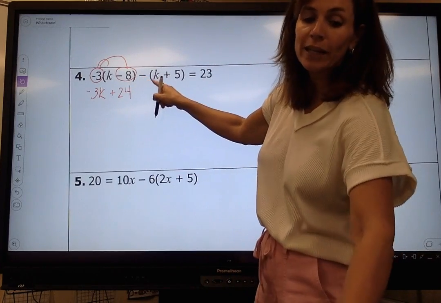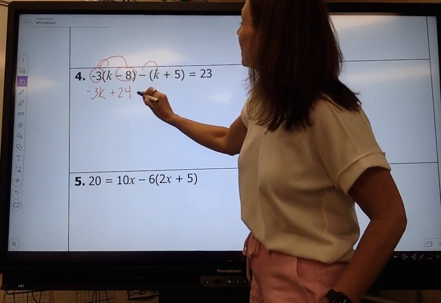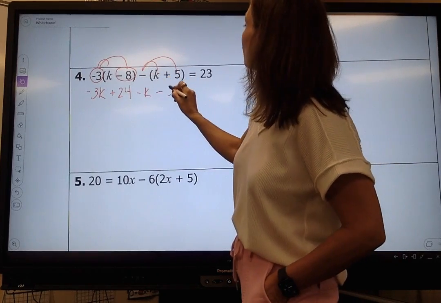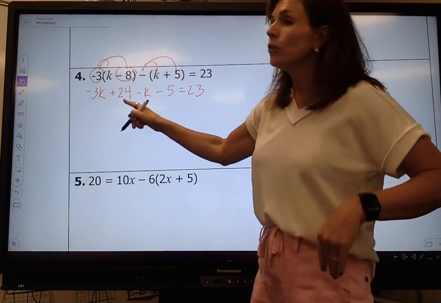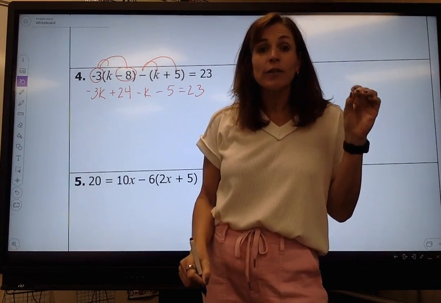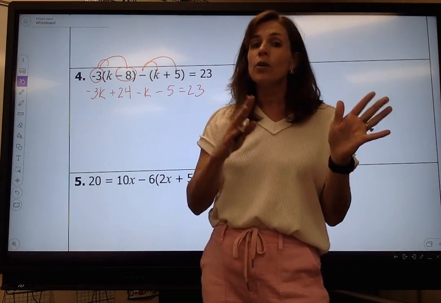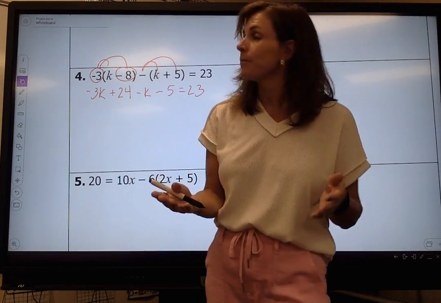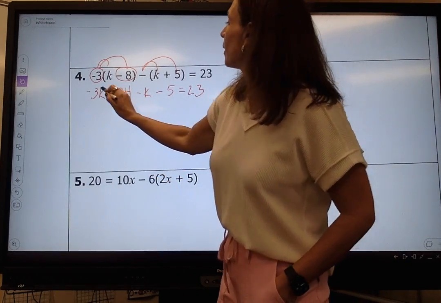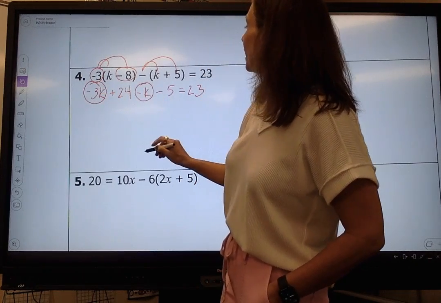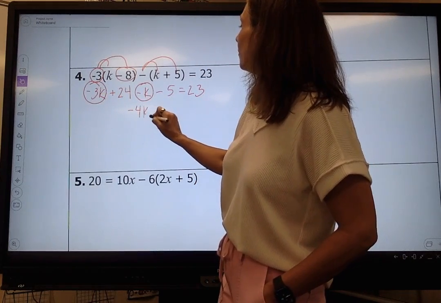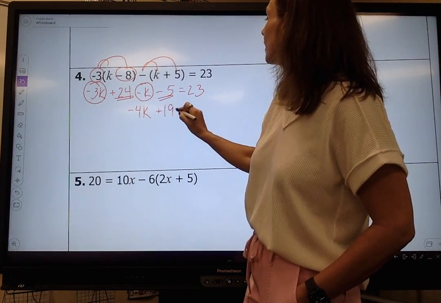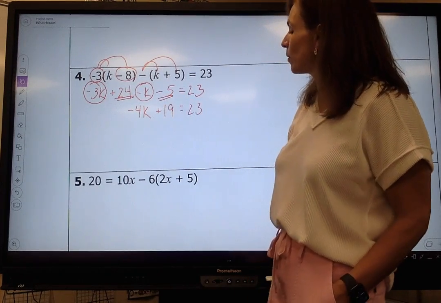Here I'm distributing the negative, and I get a negative k, and a negative times a positive is a negative 5. Remember, you can only have one sign in front of each term. Just one. Don't put plus a negative or minus a negative. That's not simplified. So here, I'm going to combine my like terms. I get negative 3k and negative k is negative 4k. A positive 24 and a negative 5 is plus 19. And all that equals 23.